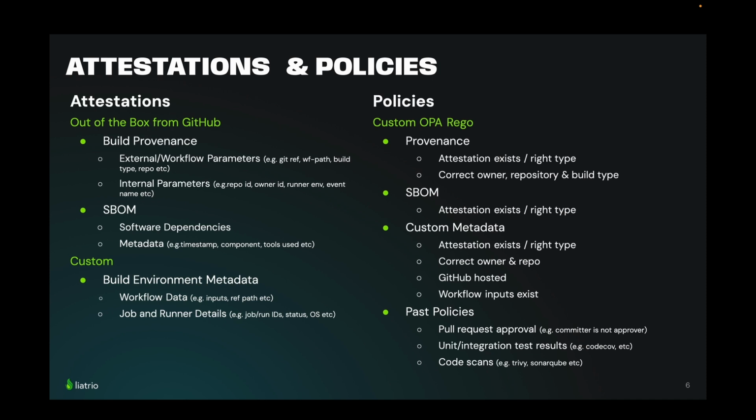Now, with using GitHub, you'll get some stuff out of the box. We'll get to have an attestation created for the provenance of your build. That comes out of the box. You'll also be able to get the SBOM attestation created out of the box using the GitHub attest actions. And then we can also create custom attestations for other pipeline events and metadata. Like if there's a specific scan tool you're required to use, we've also created custom attestations for events like those.